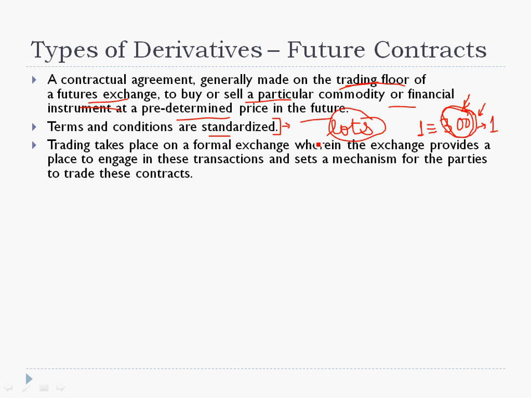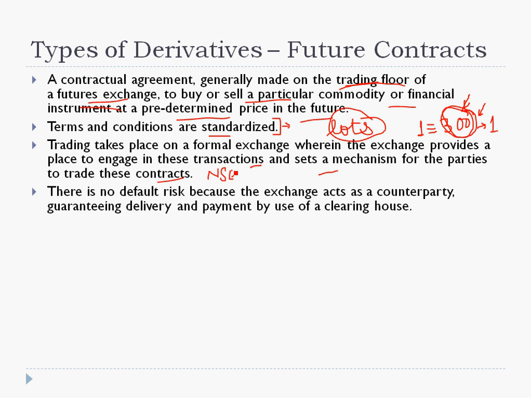Trading takes place on a formal exchange, wherein the exchange provides a place to engage in these transactions and sets a mechanism for the parties to trade these contracts. So in India, NSE does that. You trade derivatives on NSE, right? There is no default risk because the exchange acts as a counterparty, guaranteeing delivery and payment through the use of a clearinghouse. Obviously when there is an exchange, there is a brokerage or fees which this exchange would charge. It would act as a counterparty, and so there is no counterparty risk as such.